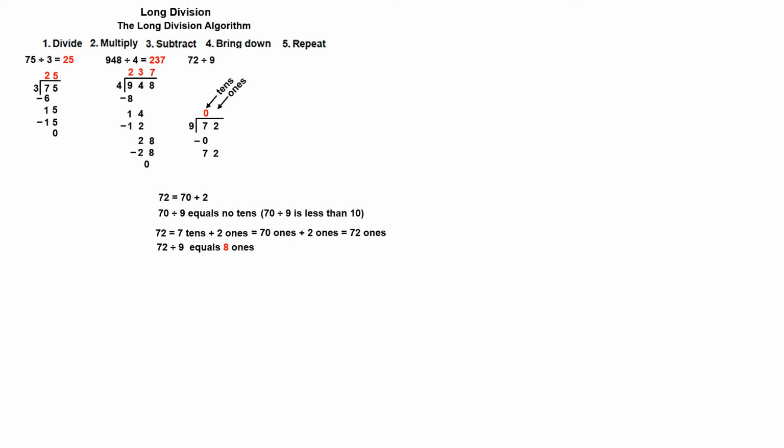We put that 8 ones right above the 2 ones. Multiply the 9 and the 8 and put the answer right under the 72. Write a subtraction sign next to the 72. Subtract 72 ones from 72 ones. Write your answer directly below the 72. Since there are no more numbers to bring down, we do not repeat the steps of division.